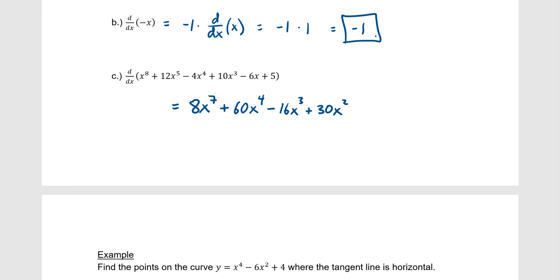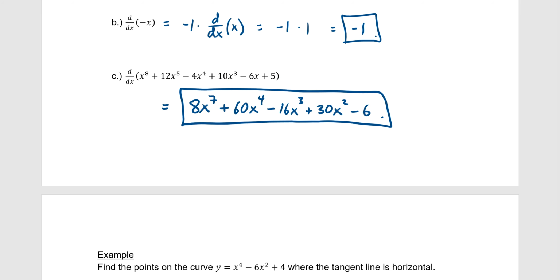And then the next one is a linear term. So it's negative 6x. The derivative is negative 6. The derivative of that last constant term is 0. So there is our derivative for this function. So just term by term, power rule, and then linear term, and then a constant term.